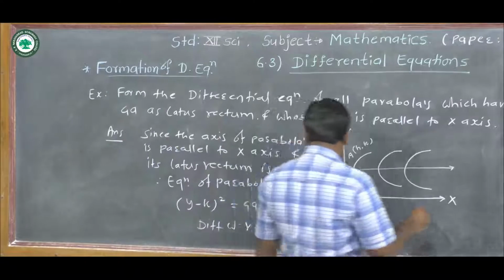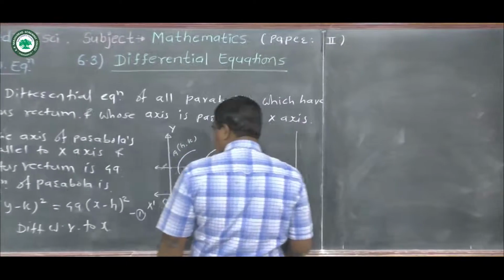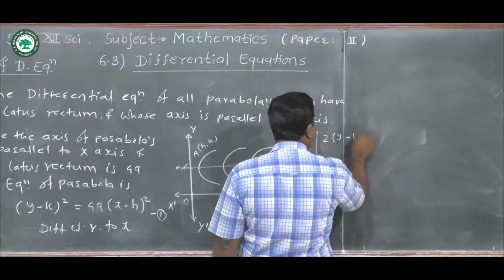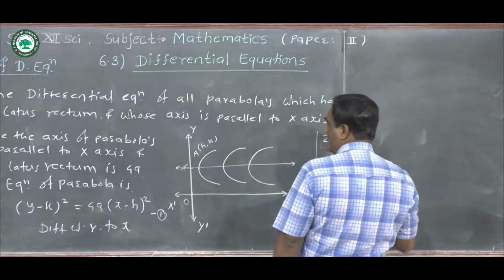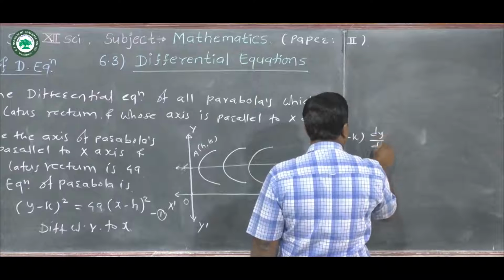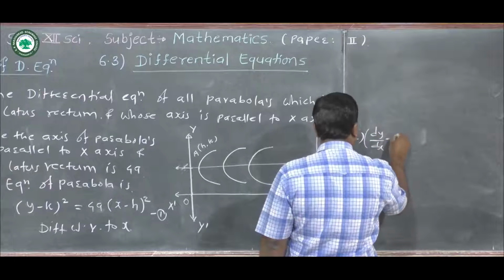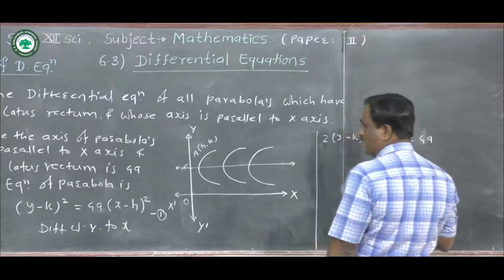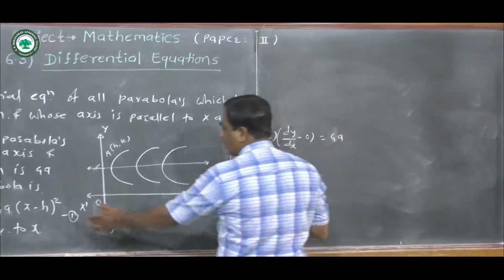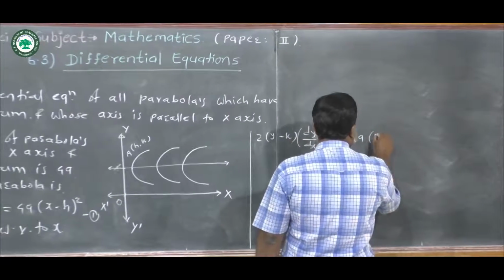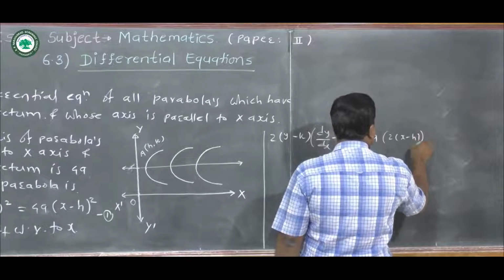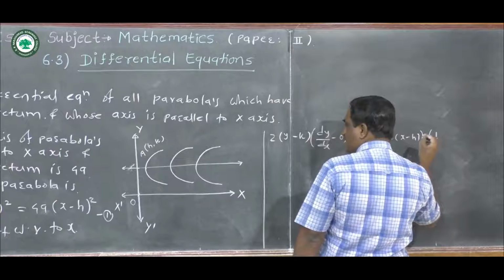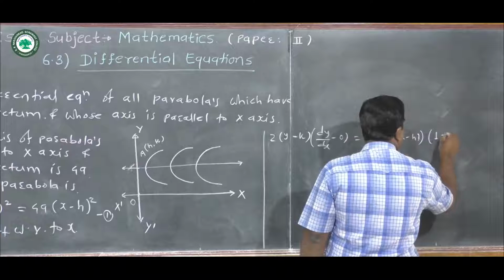Therefore, you can write the derivative here. Derivative of (y minus k) whole square is 2 into (y minus k) into derivative of (y minus k), which is dy by dx minus 0, as the derivative of k is 0. This is equal to 4a into derivative of (x minus h) whole square, which is 2 into (x minus h) into derivative of (x minus h). Derivative of x is 1 minus derivative of h, which is a constant term, is 0.